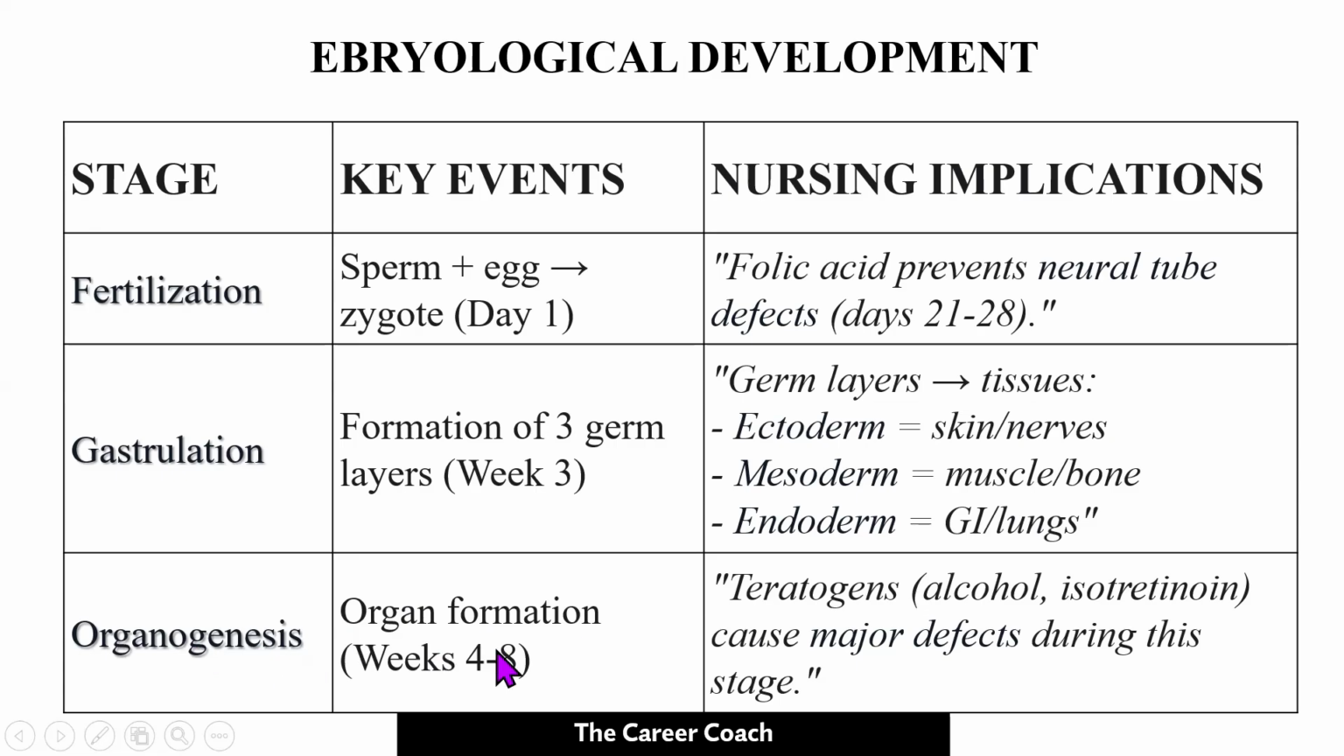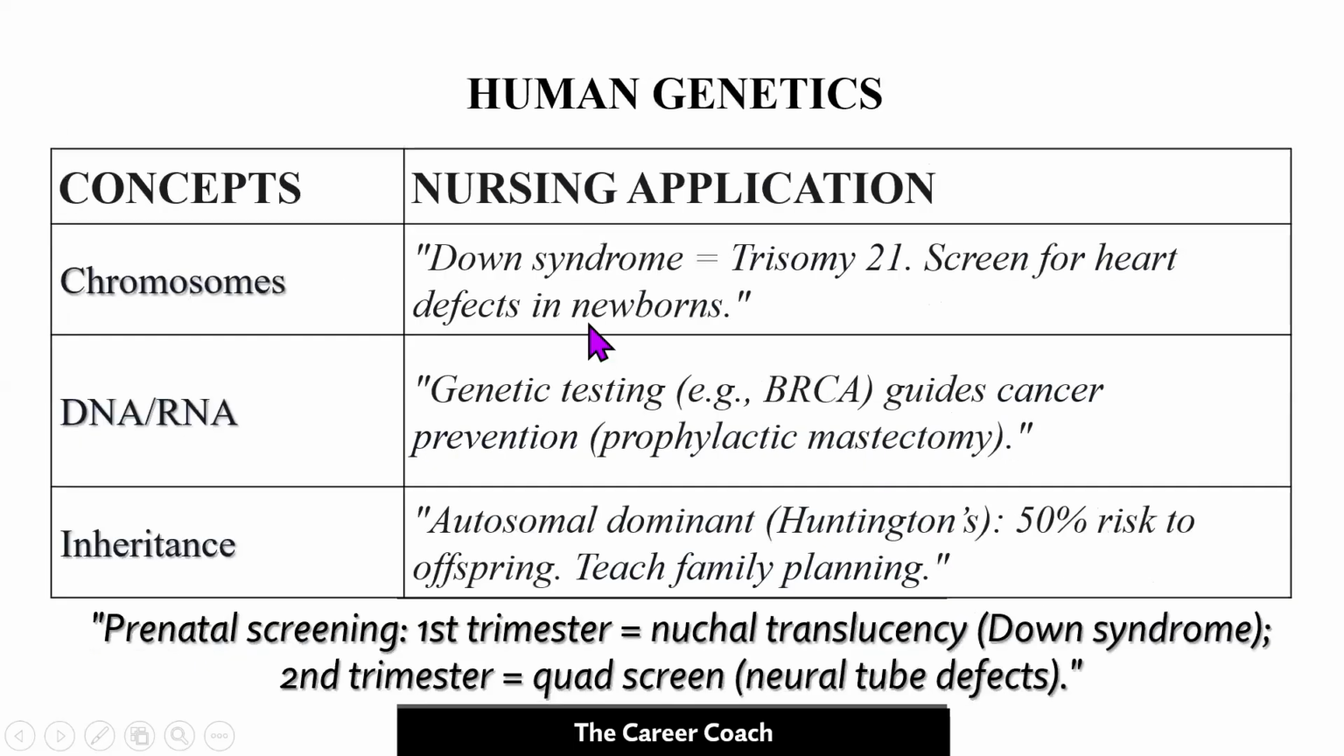This usually takes place around 4 weeks to 8 weeks of age. Nursing implication: teratogens such as alcohol and isotretinoin can cause major defects during this stage because these substances are teratogenic and they could pass through the membrane and affect the fetus.